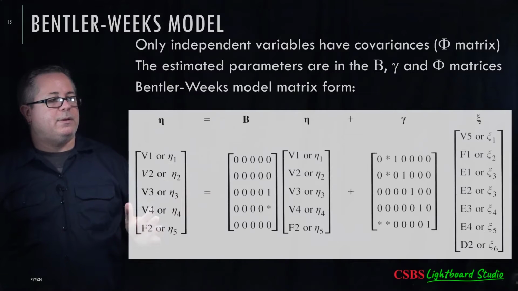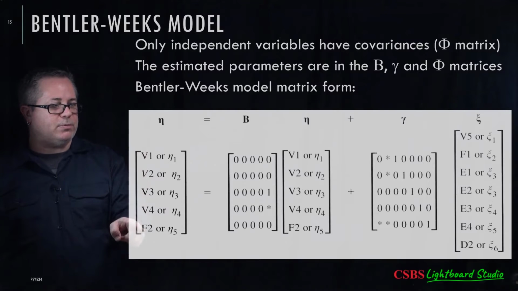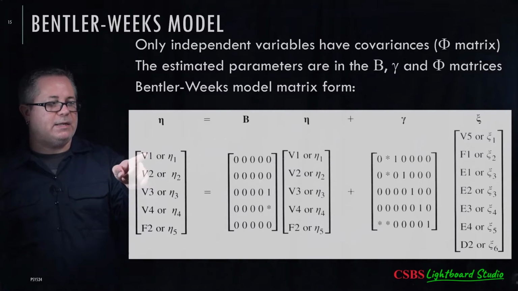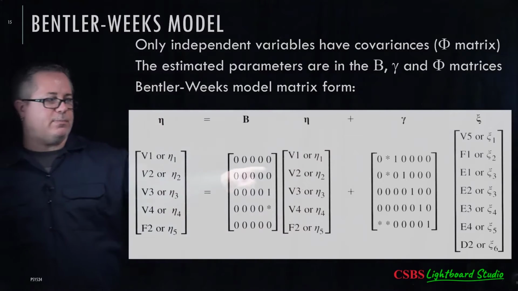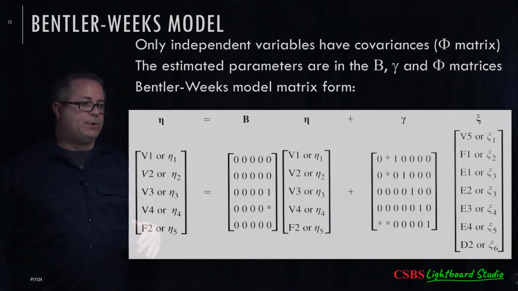So notice that here we have V1, V2, V3, V4. Those are the measured variables. You have F2, which is a measured variable. They're all considered etas, eta 1, 2, 3, 4, 5, because they are all endogenous, dependent variables. And so they're all being predicted by something else. And I can connect those to other etas via this beta matrix here. Notice mostly it's all zeros, because for the most part we're saying these things aren't related. They're only related in a couple of places.